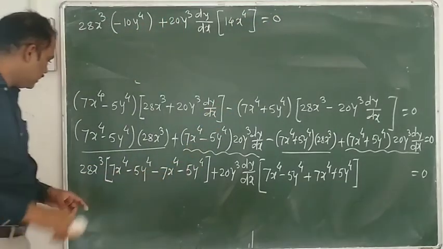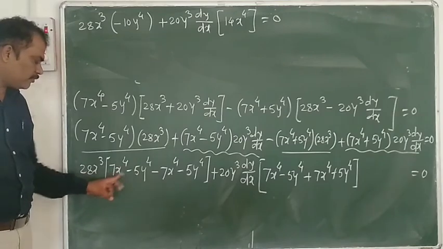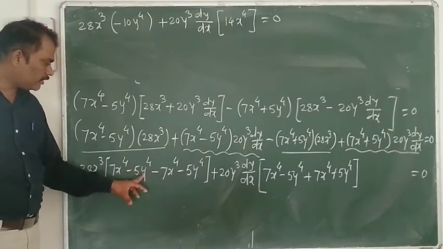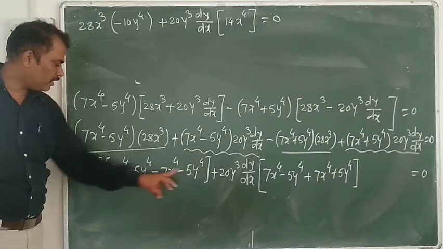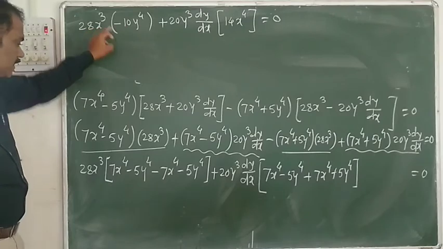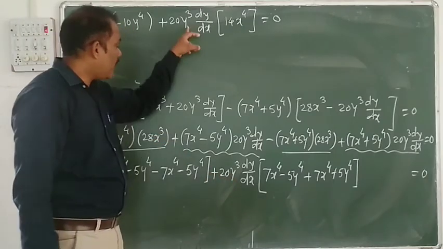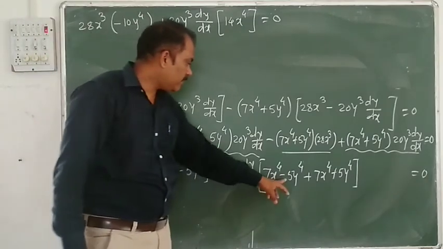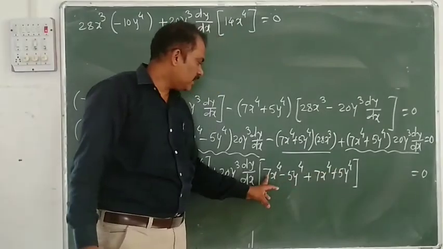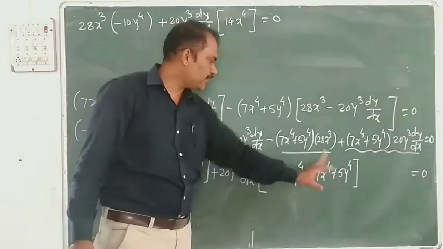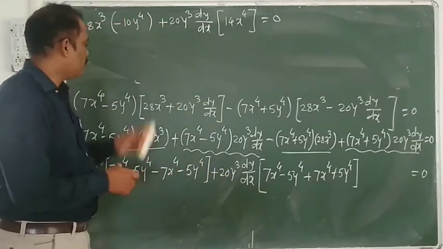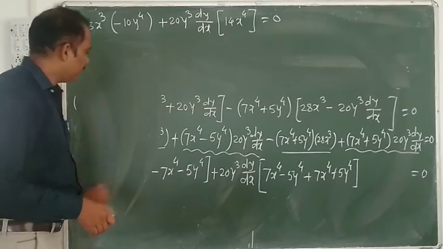We have to check that plus 7 times x raised to 4 minus 7 times x raised to 4 cancel, minus 5 times y raised to 4 and minus 5 times y raised to 4 becomes minus 10 times y raised to 4, 28x cube as it is, plus 20 into y cube dy by dx. Here minus 5 times y raised to 4 plus 5 times y raised to 4 get cancelled, 7x raised to 4, 7x raised to 4, it becomes 7 plus 7 nothing but 14 into x raised to 4. This one is remaining.